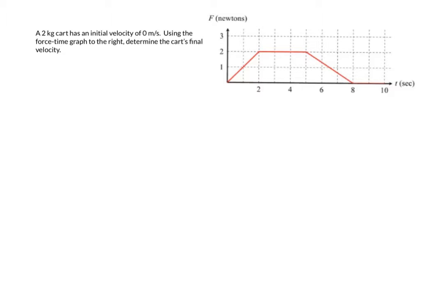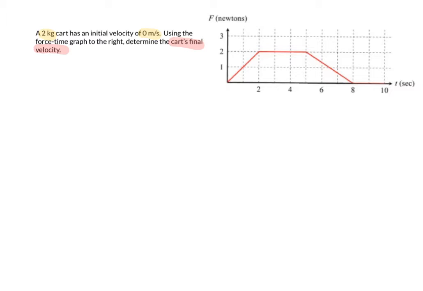In this video, we are going to be using force time graphs to solve our problems. So, without further ado, let's go ahead and get started. A 2-kilogram cart has an initial velocity of 0 meters per second. Using the force time graph to the right, determine the cart's final velocity.